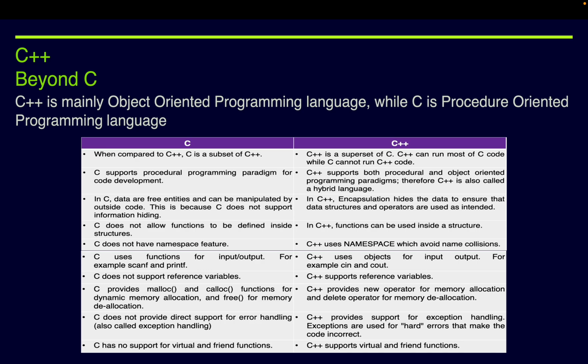C does not support reference variables, while C++ supports reference variables. C provides malloc and calloc functions for dynamic memory allocation and free for memory deallocation. C++ provides the new operator for memory allocation and delete for memory deallocation. So these are basically the main differences between C and C++.